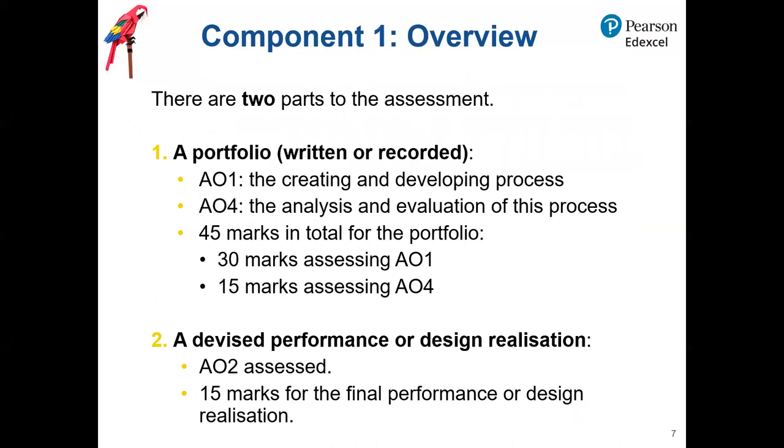There are two parts to the assessment. The first part is a portfolio which can be written or recorded. The portfolio assesses AO1 and AO4, with a total of 45 marks. 30 marks are assigned to the assessment of AO1 and 15 marks are assigned to the assessment of AO4. There is then the devised performance or design realisation. This assesses AO2. 15 marks are assigned for the final performance or design realisation.